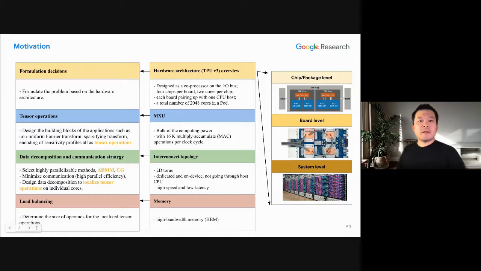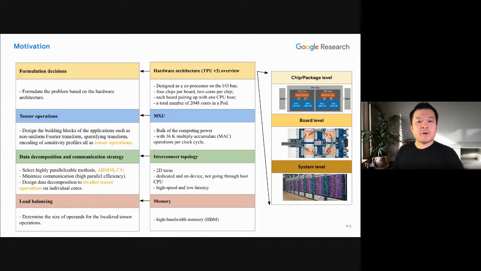The figure on the right is an overview of the TPU v3 hardware architecture at the chip package level, the board level, and the system level. TPU is designed as a coprocessor on the I/O bus. It has 4 chips per board and 2 cores per chip. Each board pairs up with 1 CPU host. For a TPU v3 pod, a total of 2048 cores are connected.